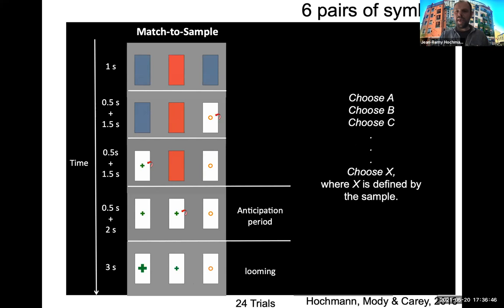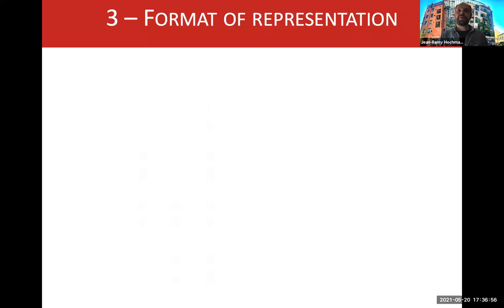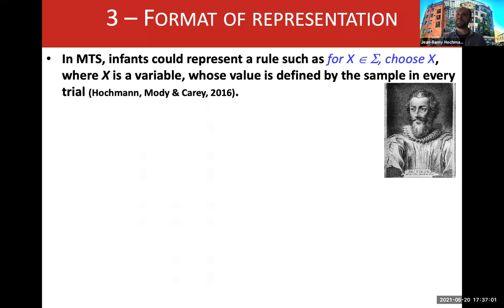And one way to conceptualize this, one way to think that infants might be representing this, is by using the notion of a variable. So the idea is that what infants might be representing in a match to sample is a rule that is something like this. For X, which is a variable in the domain of interest, so here, geometrical figures, choose X, okay? So X is a variable and it's defined by the sample in every trial.